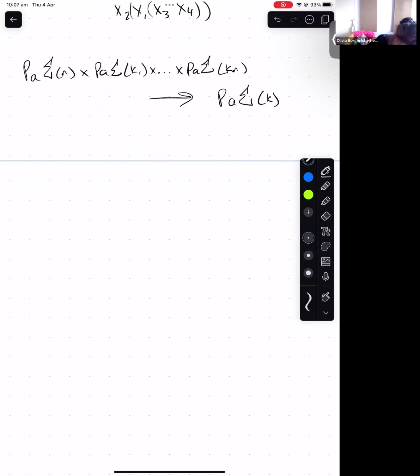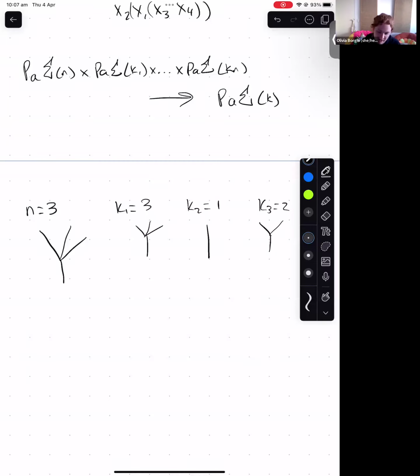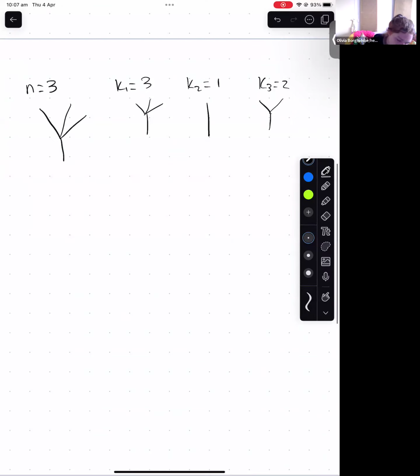So if I have something like n equals 3, and we have something that looks like this, where it has 3 inputs and 1 output. And I could have, say, k1 equal to 3 as well, k2 equal to 1, and k3 equal to 2. Then the idea is I can plug each of those into the inputs of the original one and come out with a new element. In this case, it would be in the 6th groupoid. So that would look something like this.